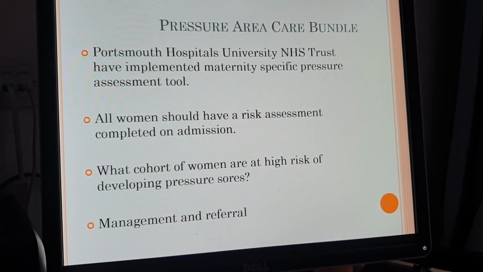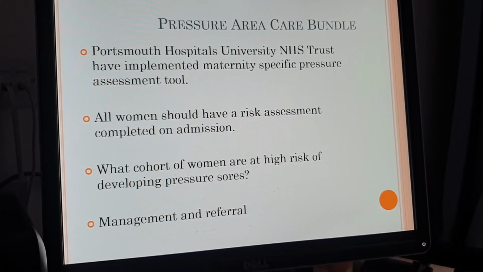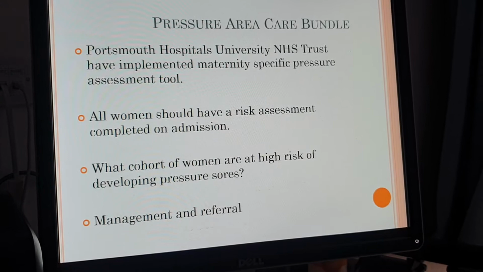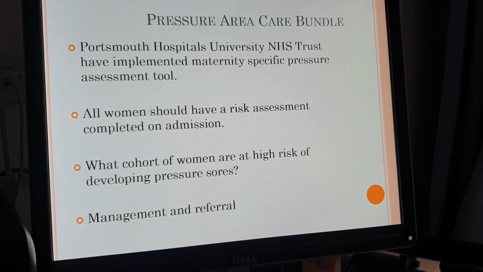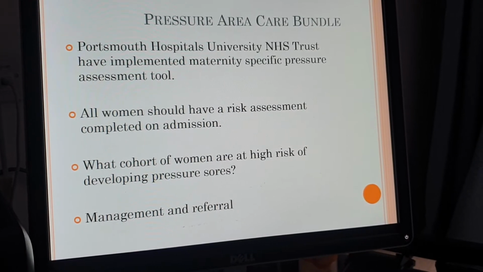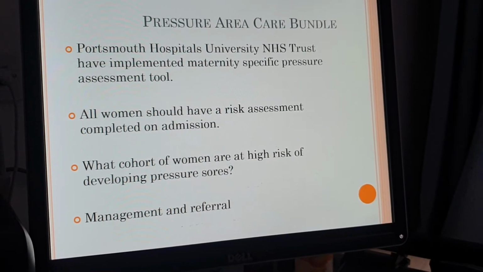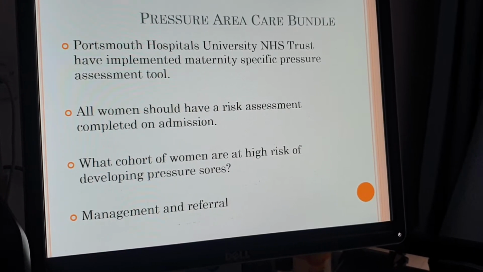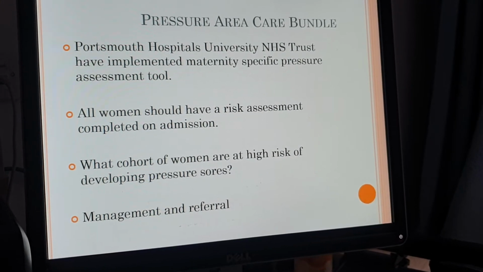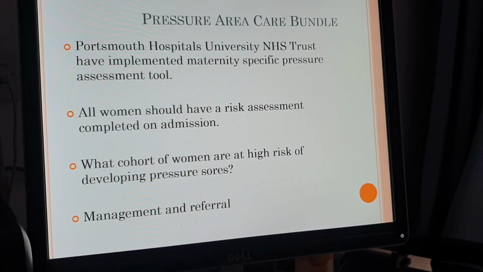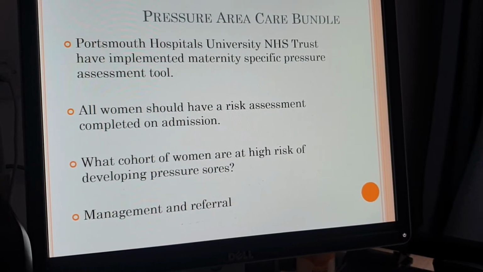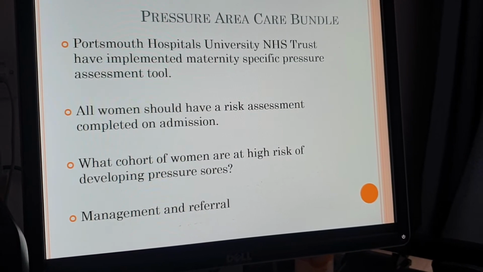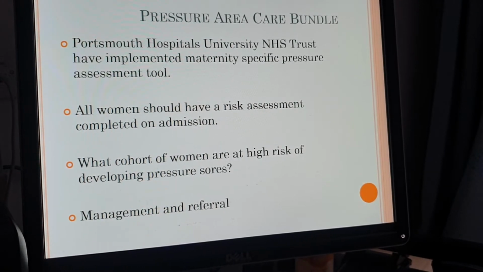Also within the exposure part of the assessment, it's really important to consider pressure area care. So here at Portsmouth Hospitals Trust, we have implemented a maternity specific pressure area assessment tool. Any mother that triggers pressure area care, there is a bundle which we follow and use as a risk assessment. All women that enter the labour ward should have a risk assessment completed on admission.